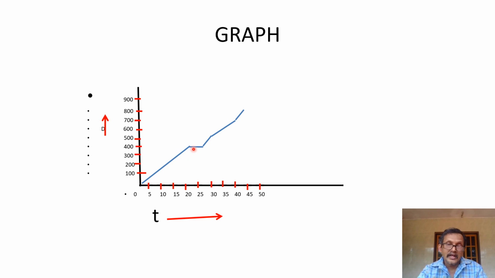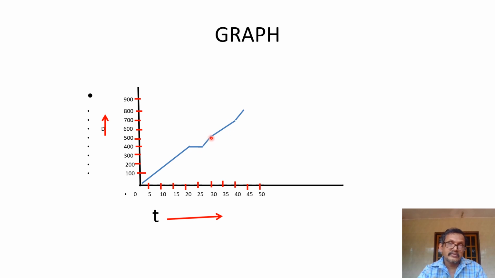Here this is parallel to the x-axis. If the graph is parallel to the x-axis, then what does that mean? In that time, the distance traveled is 0. So if the graph is parallel to the x-axis, then that shows that in that interval of time the body is at rest.